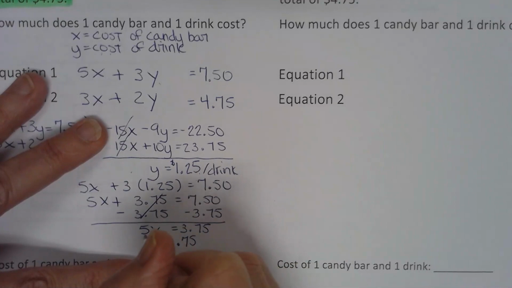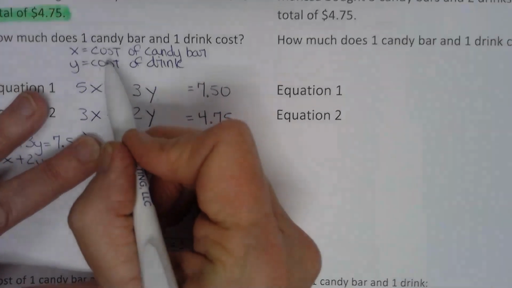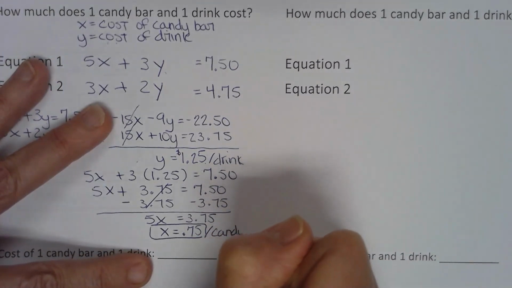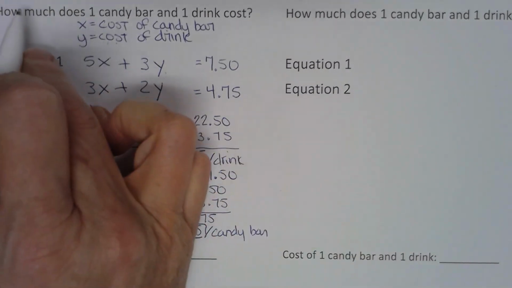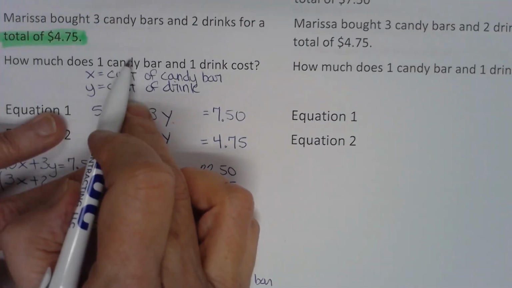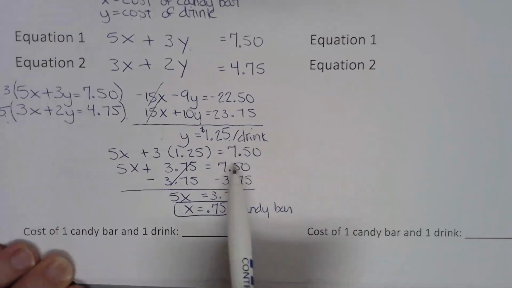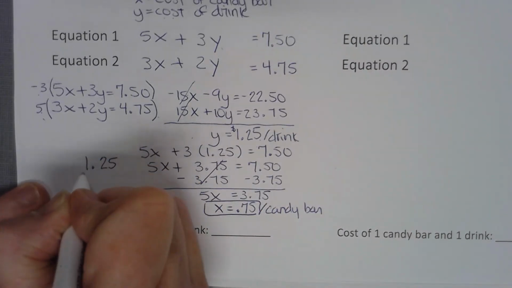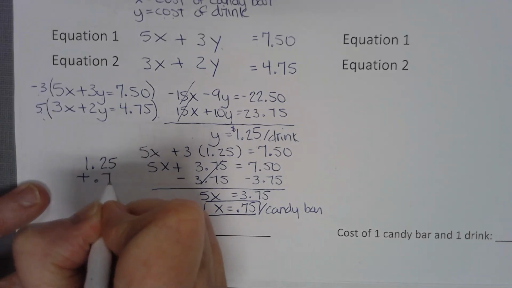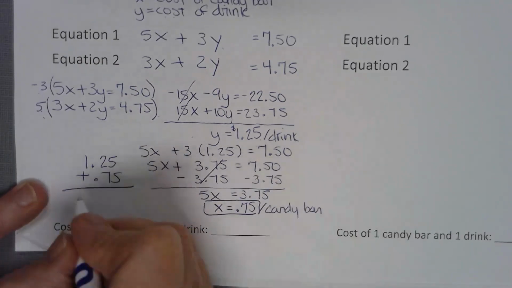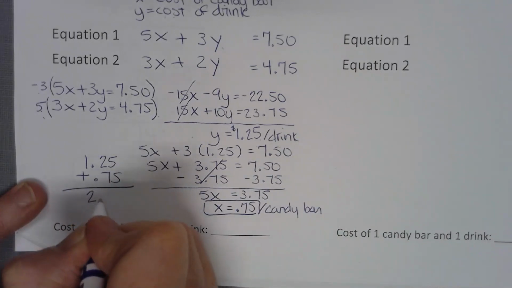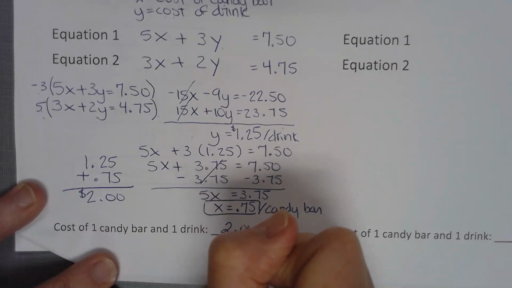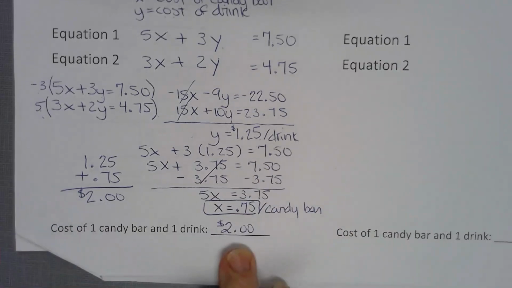Okay, so what does that mean? Well, if we look back up at what the variable we assigned was, it is the cost of a candy bar. So that's the cost of a candy bar. And now, what is our final question? How much does one candy bar and one drink cost? So we've got a drink and a candy bar. Let's add that up. We've got $1.25 for the drink. We've got 75 cents for the candy bar. And when I add that up, I get $2 for a candy bar and a drink. So there's the answer to my problem.